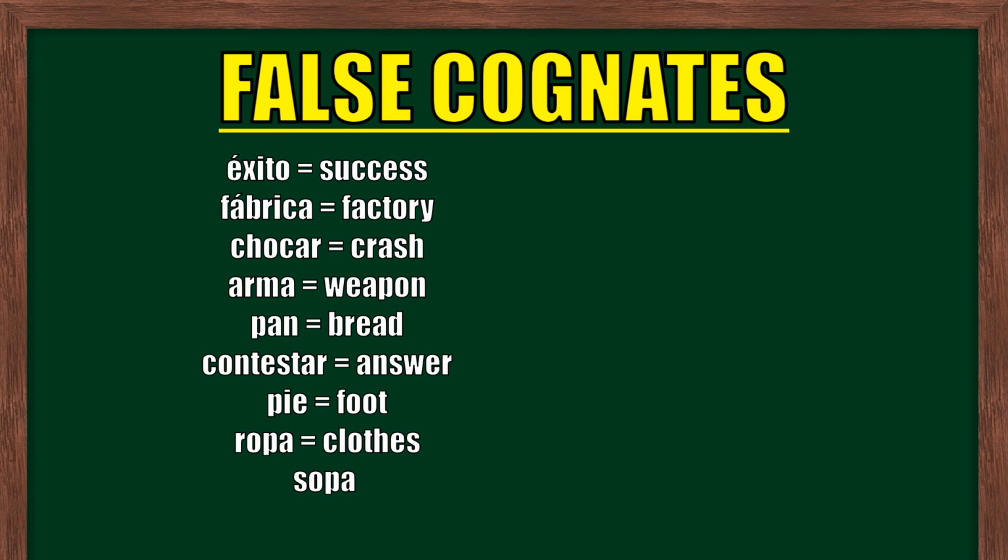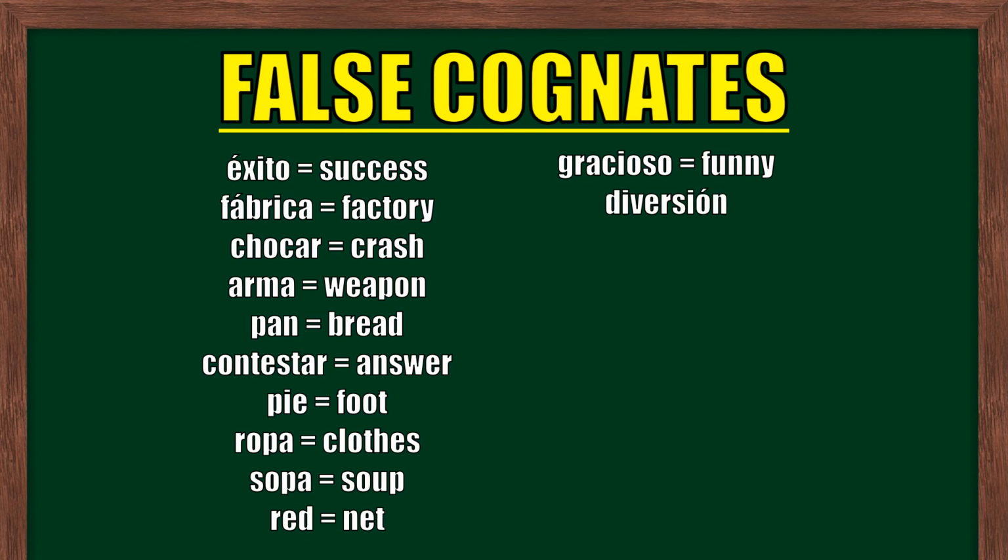Sopa. Sopa does not mean soap. It means soup. Red. Red does not mean red. It means net. Gracioso. Gracioso does not mean gracious. It means funny. Diversión. Diversión does not mean diversion. It means fun. Barco. Barco does not mean bark. It means boat.